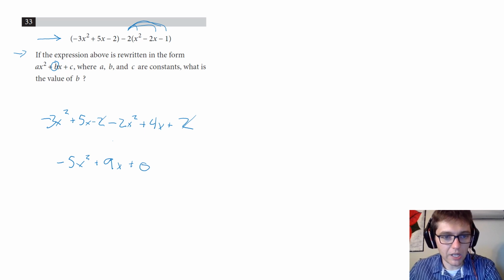The only one that you care about is what's in front of the x, because that's b. They're asking what is the value of b. So your answer is 9. So you would bubble in 9.